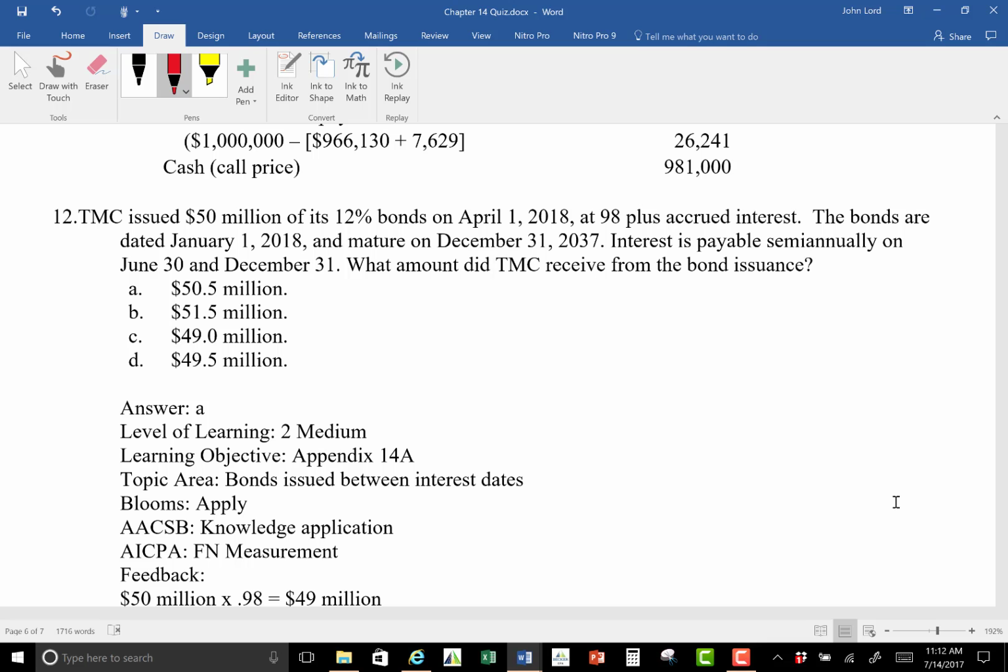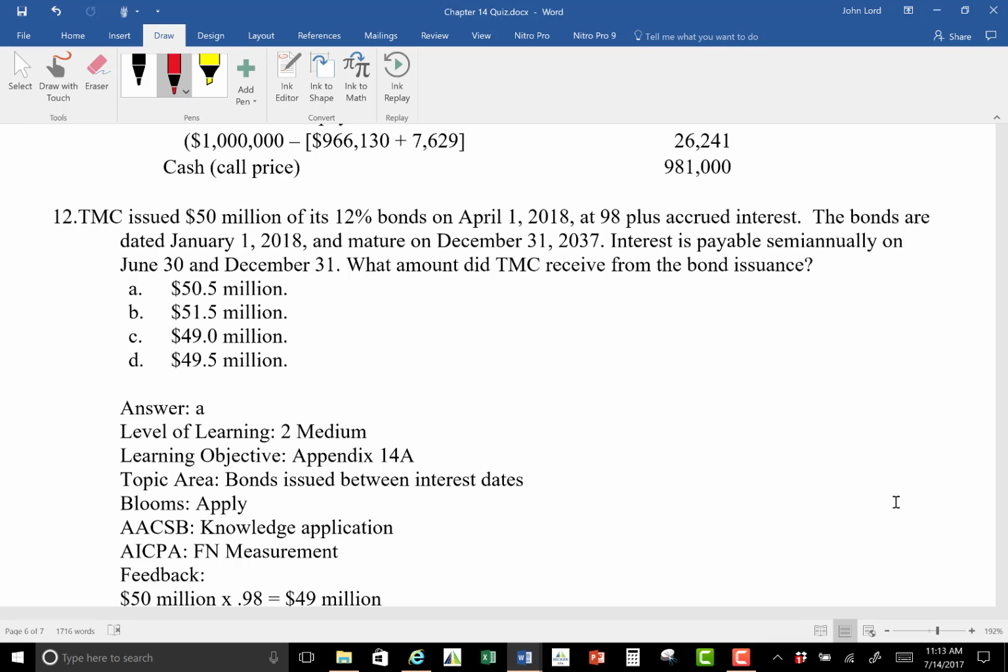So what happens here? Remember we said that if we issue the bonds in between interest payment dates, we collect any interest that has accrued for that period as part of the original payment for the bond, and then when we make our first interest payment, we return that money back, along with any interest that has actually accrued from the date of issue to the date of that next interest payment. So you look at this question and they tell us that they issued 50 million of 12% bonds on April 1st at 98. These bonds are dated January 1st, 2018 and mature on December 31st, 2037. Interest is payable semi-annually on June 30th and December 31st.